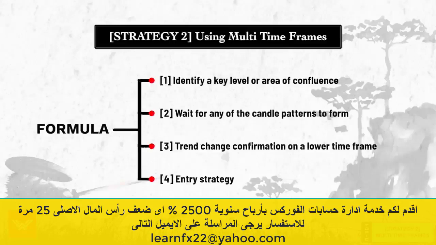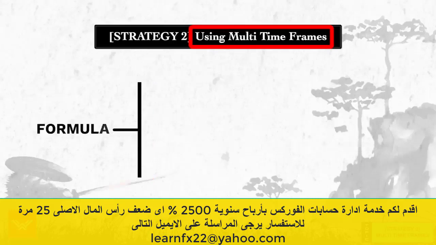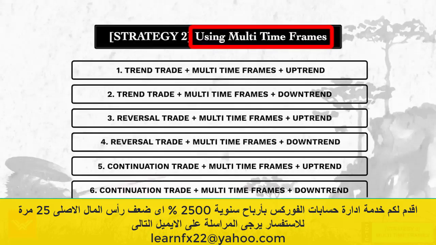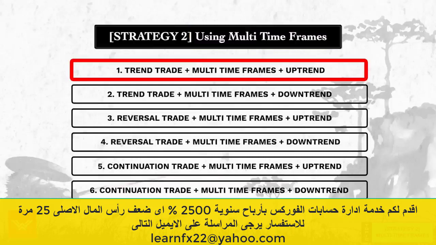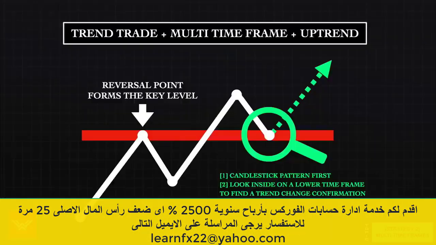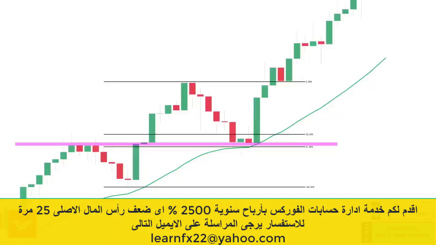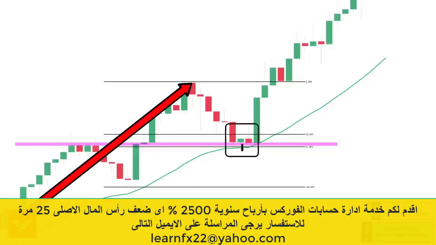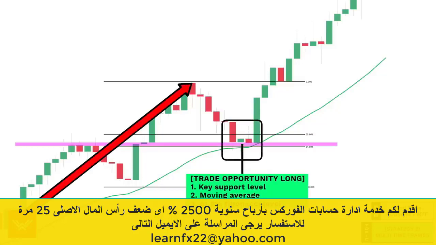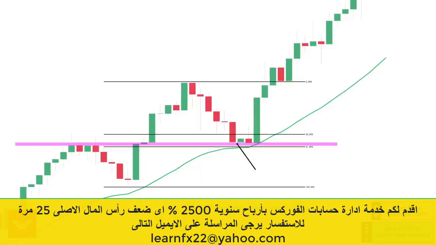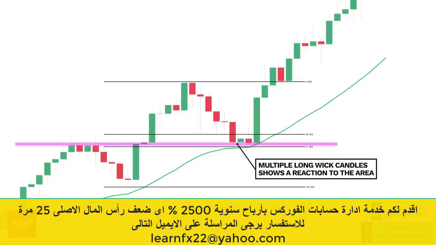Now here's the core formula, combined with the use of multi-time frames. And here are the core variations of the strategy. Starting with the first, which is a trend trade in an uptrend using multi-time frames. So again, you had your uptrend and your trade opportunity long at this area of confluence here. You then had your multiple long wick candles reacting to the area of confluence.